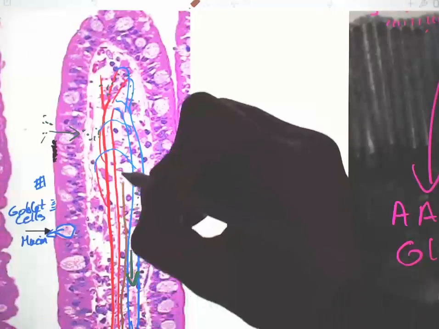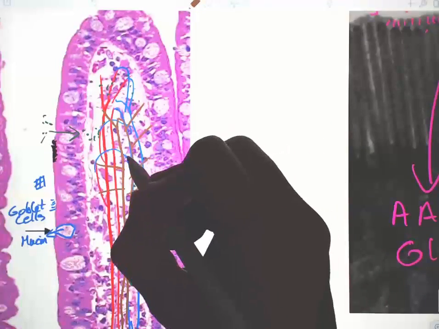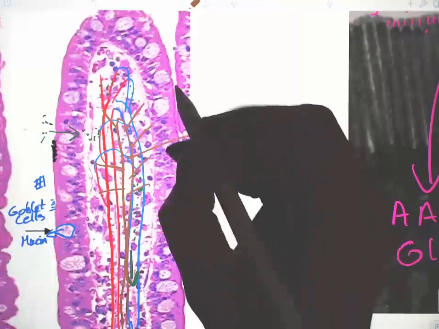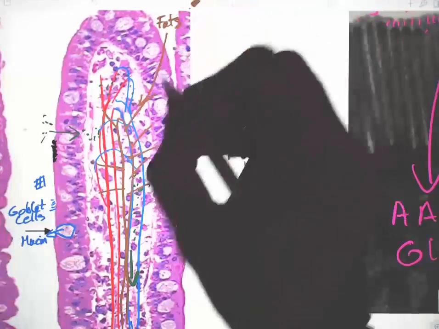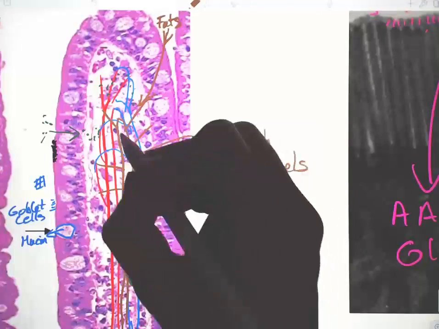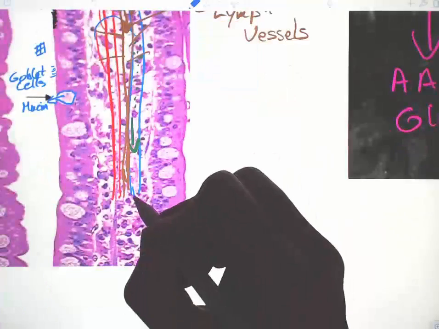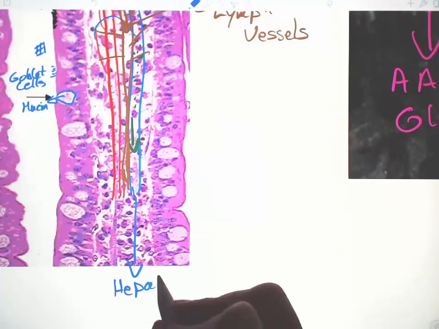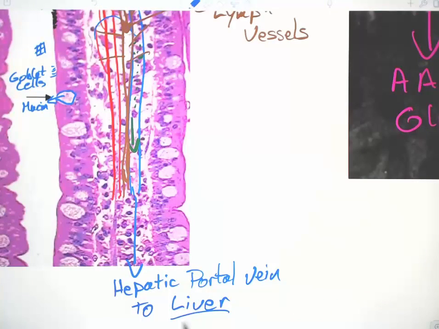Many substances don't end up in the capillaries or the veins. There are also lymph vessels. Fats in particular are processed into chylomicrons, into structures that end up moving into the lymph, and they're transported through lymph vessels. The output from these venules eventually is sent via the hepatic portal vein to the liver for processing.